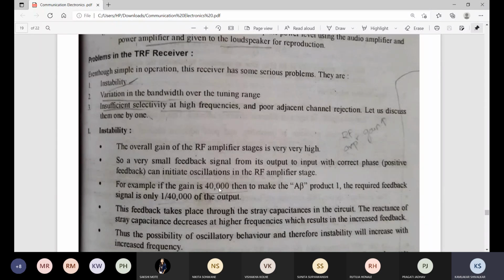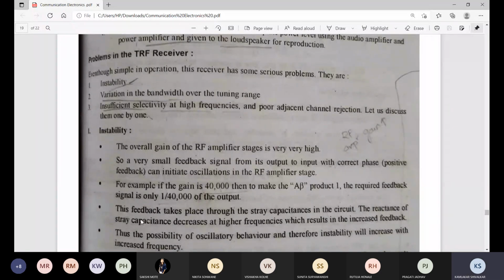ओके, फॉर एक्झाम्पल इफ द गेन इज 40,000, then to make the A beta product 1, what is this A beta? There is a Barkhausen criteria. झाले आपल्याला ए बीटा गेन, ए बीटा दर इज अ प्रोडक्ट इज 1, बर्कहाउसेन क्रायटेरिया. आणि हा बर्कहाउसेन क्रायटेरिया तुम्हाला सेकंड इयर मध्ये क्लिअर झालाय सगळं. The required feedback signal is only 1/40,000 of the output. Then the feedback takes place through the stray capacitance in the circuit.